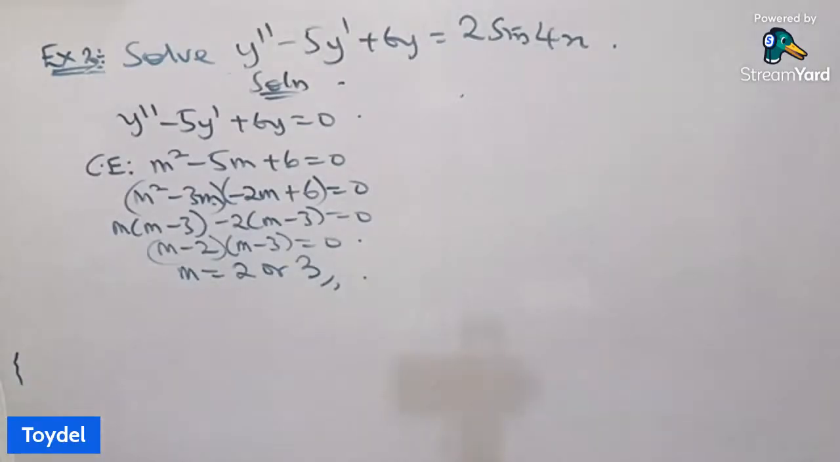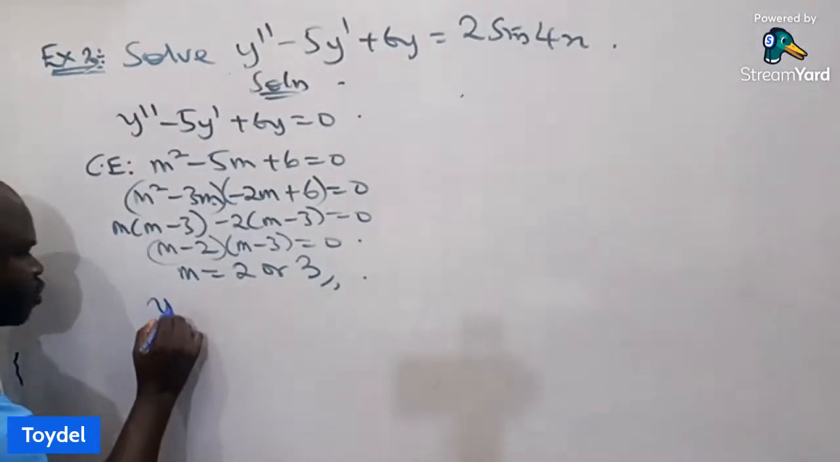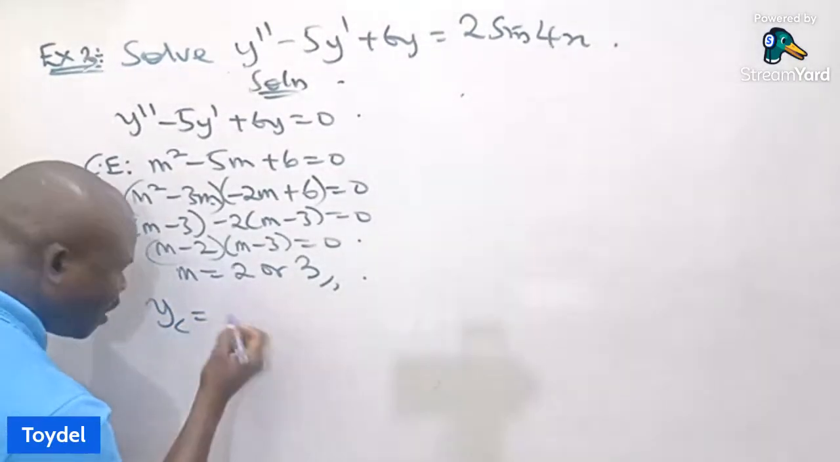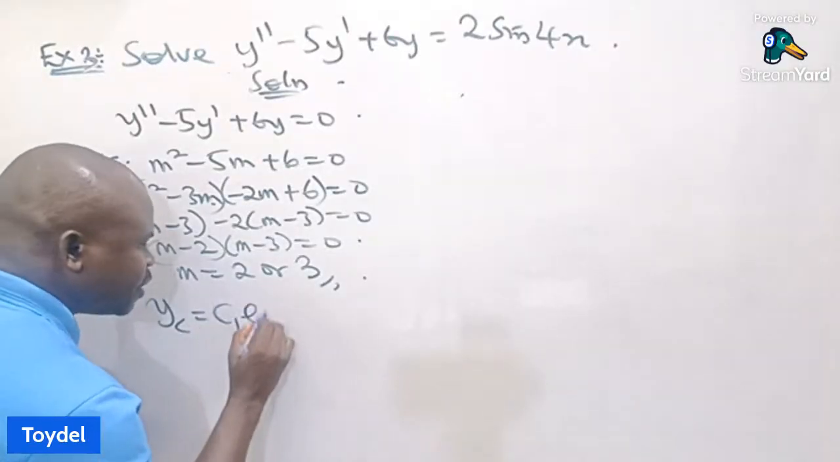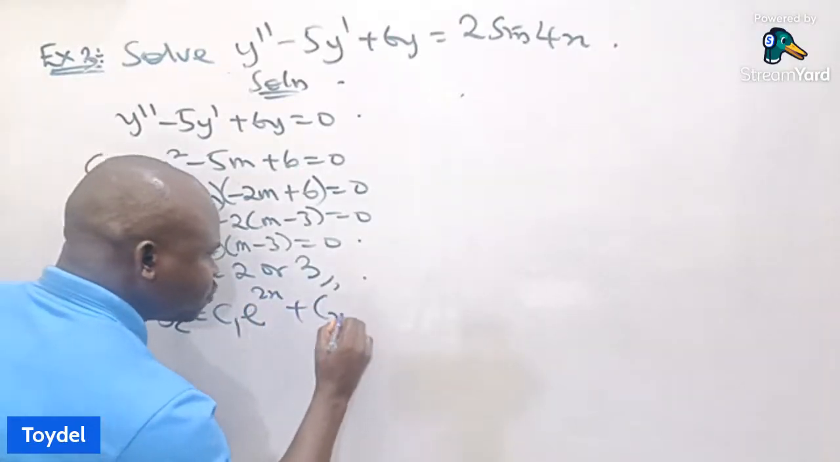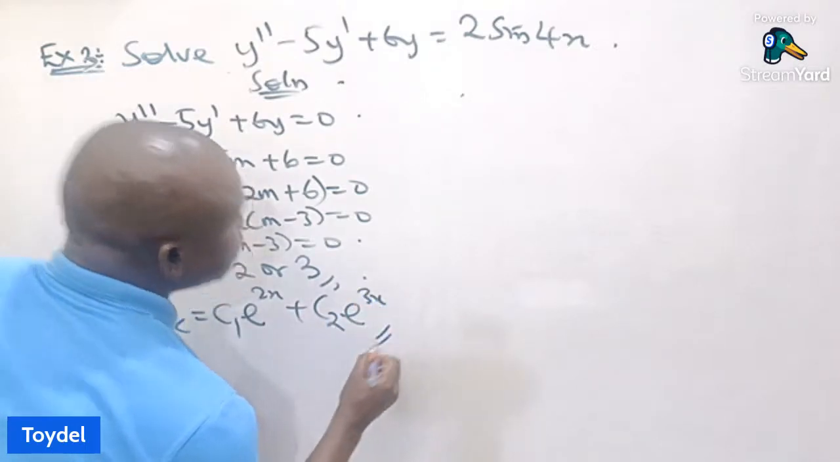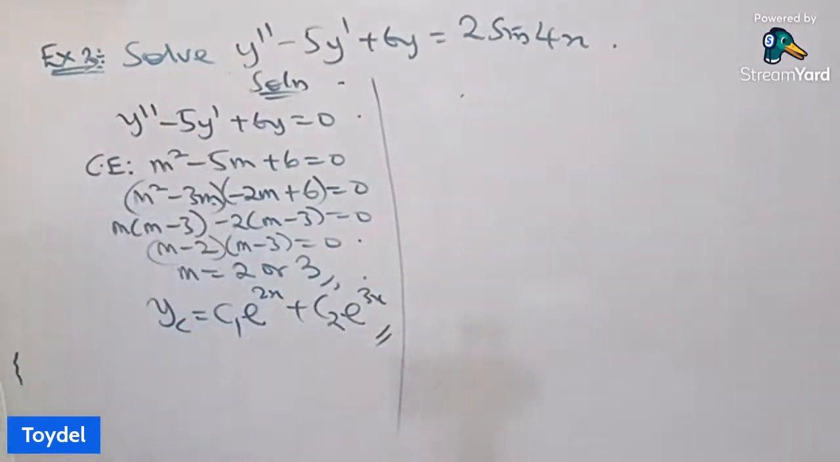So what will now be the complementary solution? The complementary solution y_c will be c1, or you can use a, you can use any constant, c1 e to the 2x plus c2 e to the 3x. That will be the value of the complementary solution. So once we know the complementary solution, we go ahead and find a particular solution.